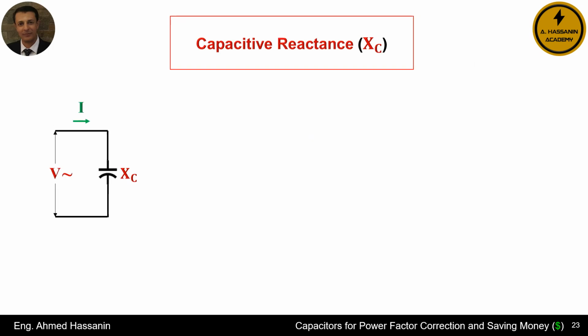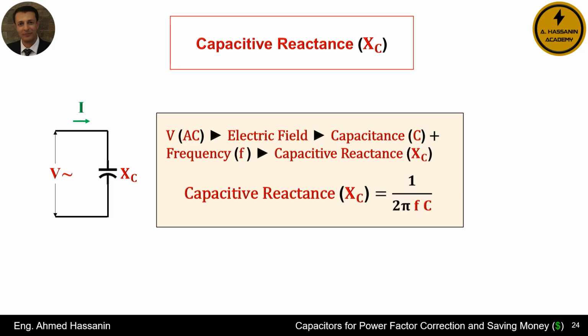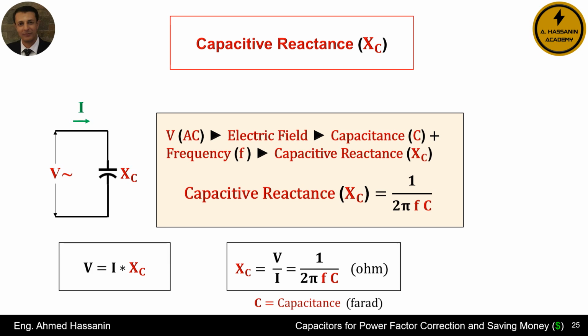As for capacitive reactance, XC, a pure capacitive reactance is a capacitor with zero internal resistance. So, when an AC voltage source is connected to the terminals of this capacitor, an AC current, measured in amperes, will flow through it. So, due to the presence of an AC voltage across the capacitor, an electric field is produced between its two terminals or plates, resulting in the appearance of capacitance, C. Since the voltage in the circuit is alternating, AC, this implies the presence of frequency. Therefore, the combination of capacitance, C, and frequency, F, leads to the appearance of capacitive reactance, XC. Capacitive reactance resists the flow of electric current.